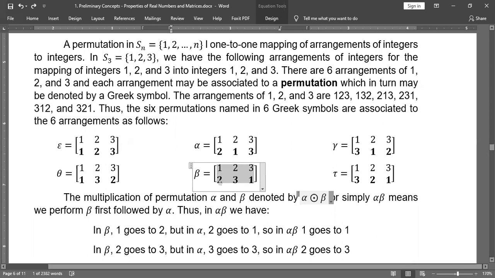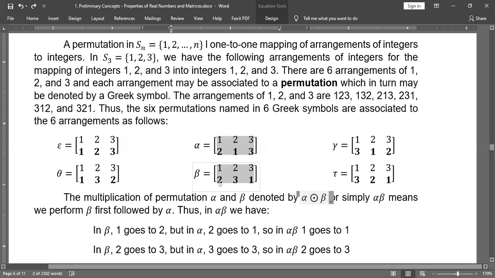But in alpha, ano si alpha natin? 1 goes to 2, but in alpha, 2 goes to 1. So, in alpha times beta, 1 goes to 1. Nakuha nyo? Sir, paulit po, sir. Medyo putol-putol po kasi. Okay, ulitin natin.